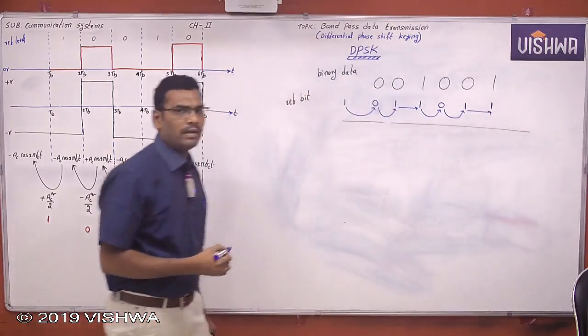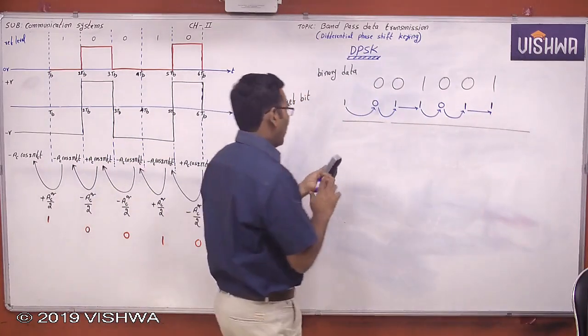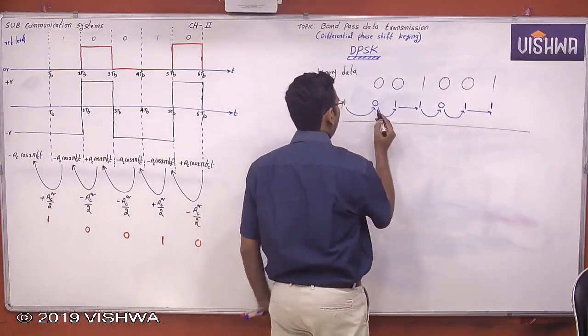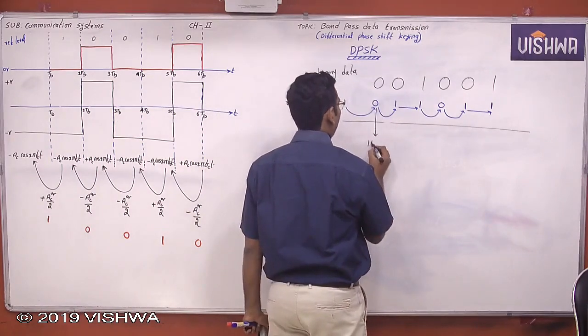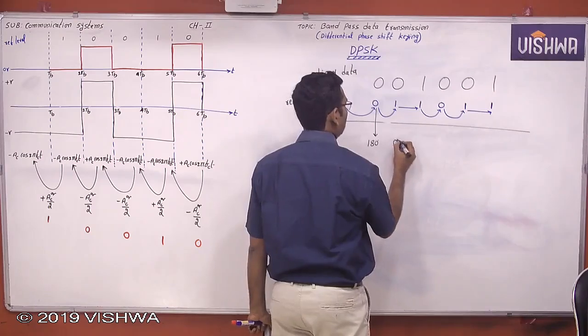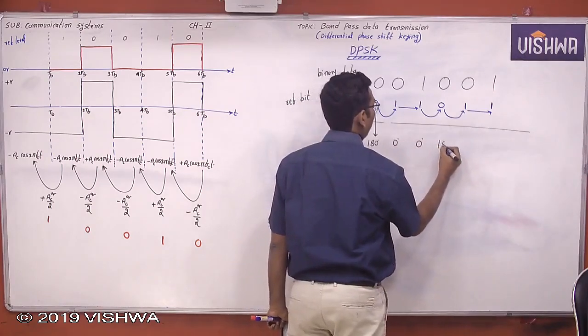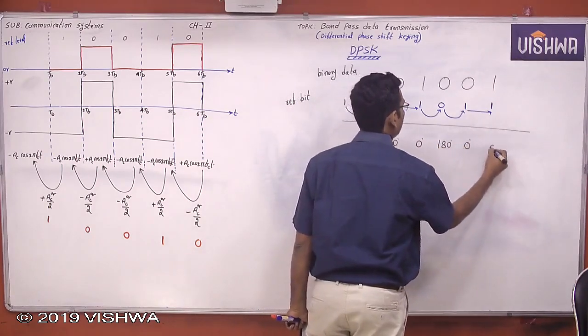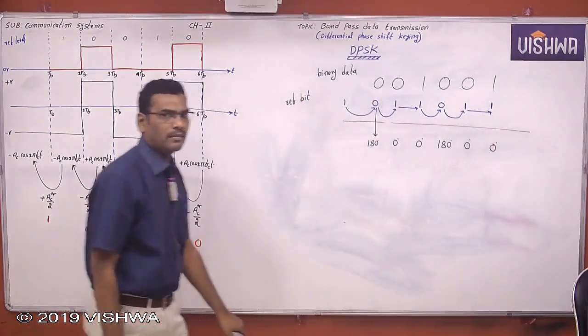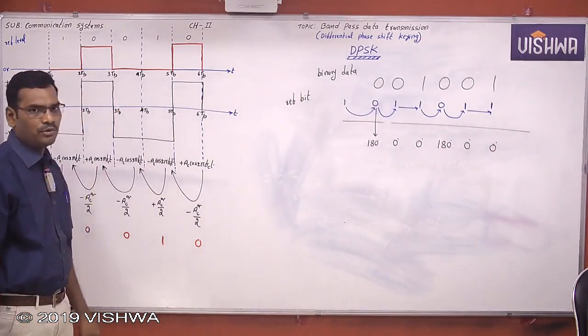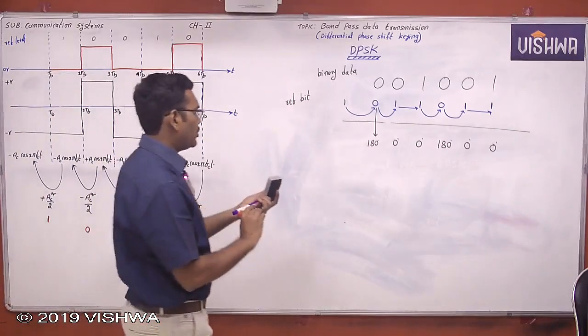Okay. Now like this. Now binary 0 is producing a phase of 180 degrees, 0 degrees, 0 degrees, 180 degrees, 0 degrees, 0 degrees. This is the phase sequence produced. Now the same question, we can do it like this.